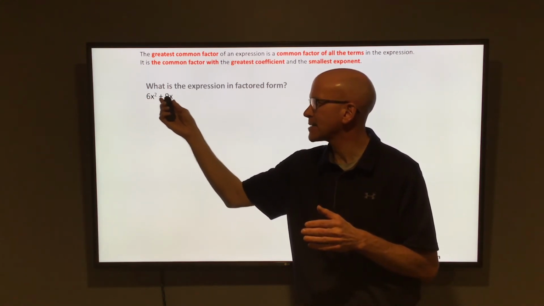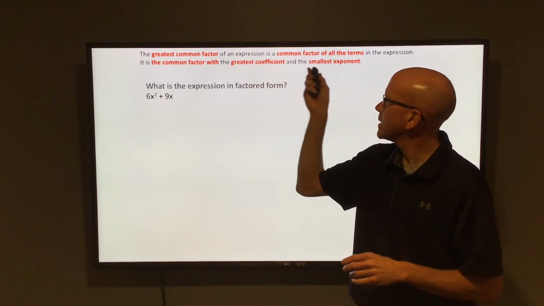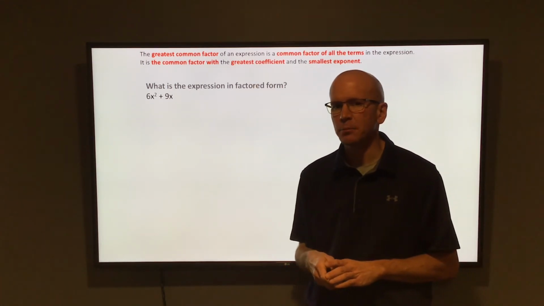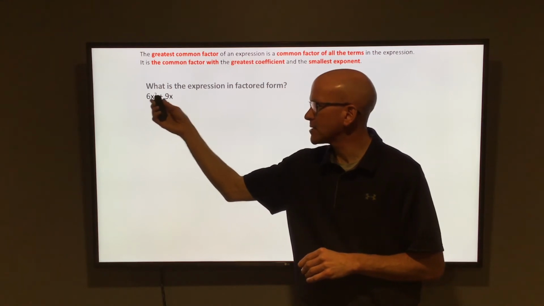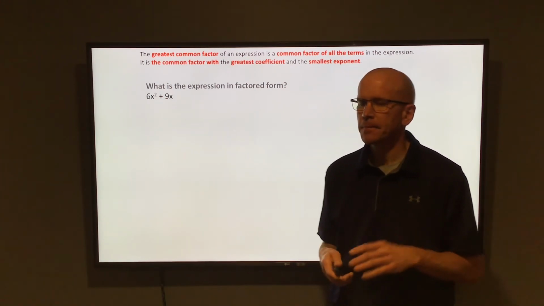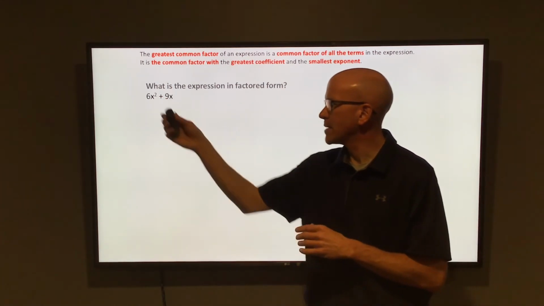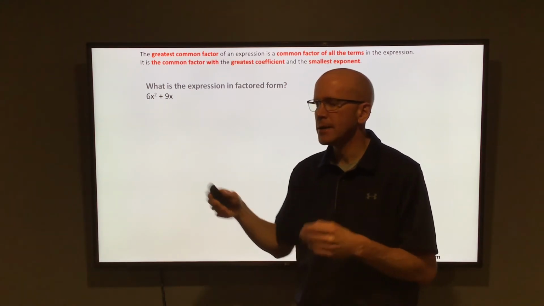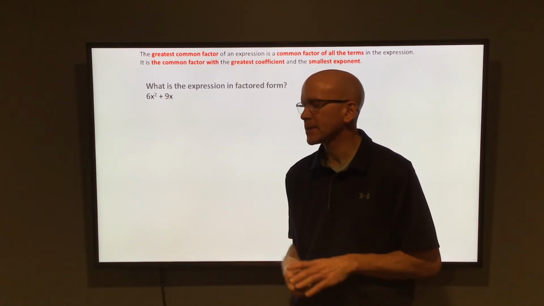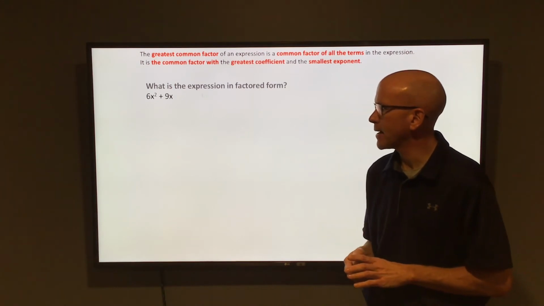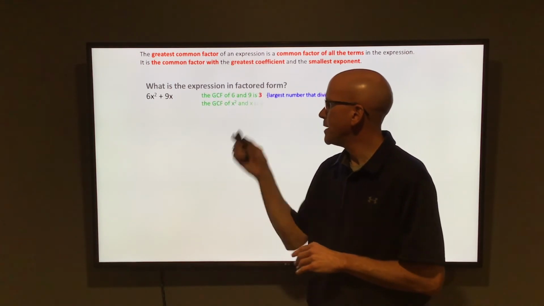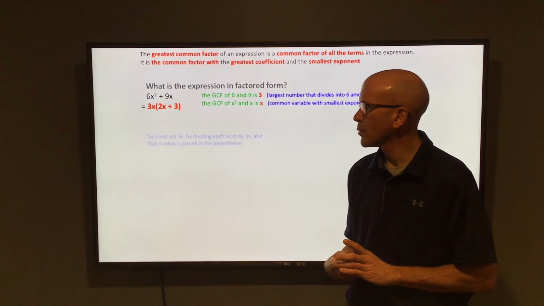You still have this x squared and x. And up here it says you're looking for the one with the smallest exponent. So the greatest common factor of x squared and x is x. So put those together. The greatest common factor of 6 and 9 is 3, and the greatest common factor of x squared and x is x. So the greatest common factor of those two terms would be 3x. So what we're going to do is factor that out.